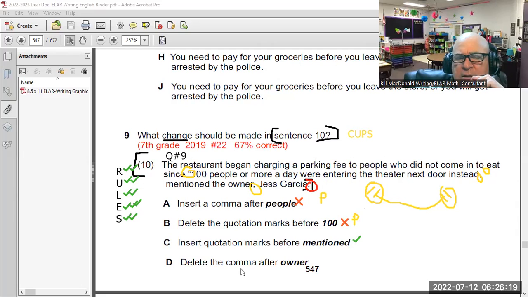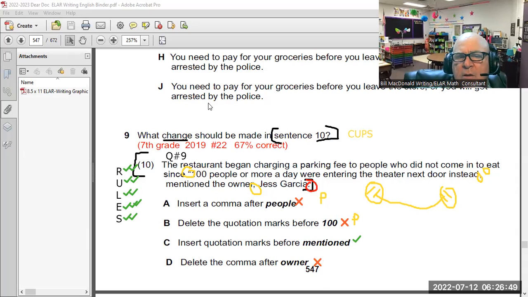And finally, delete the comma after owner. If you're going to tell me about someone, an owner, and it's abstract, it's unknown, then adding the name of the owner just like that, giving more information about the owner, there's nothing wrong with that. So you wouldn't want to delete something that is correct. So that would not be the correct answer.